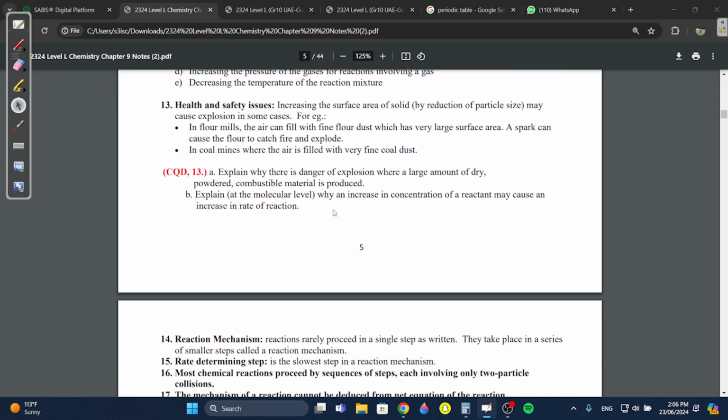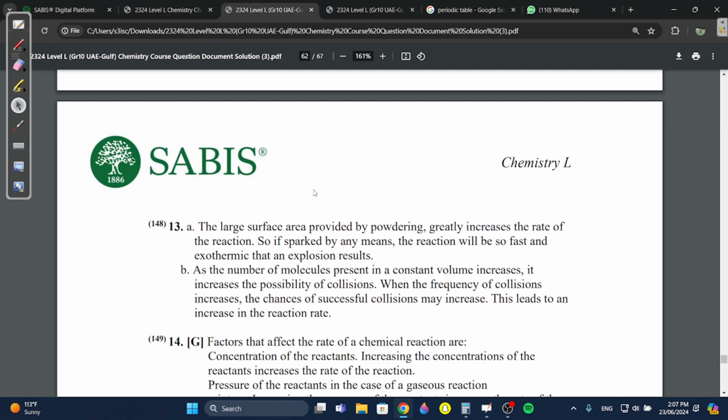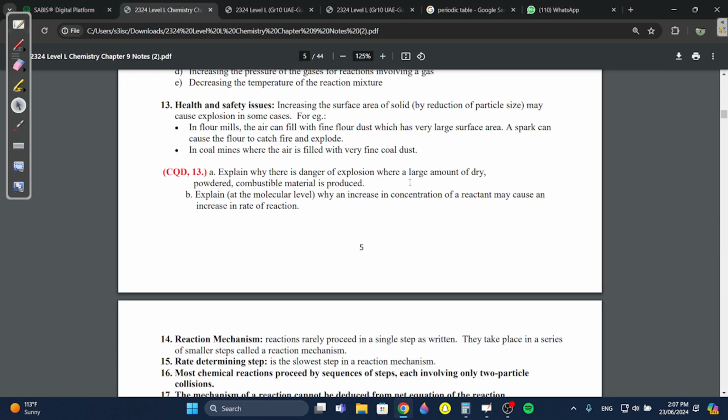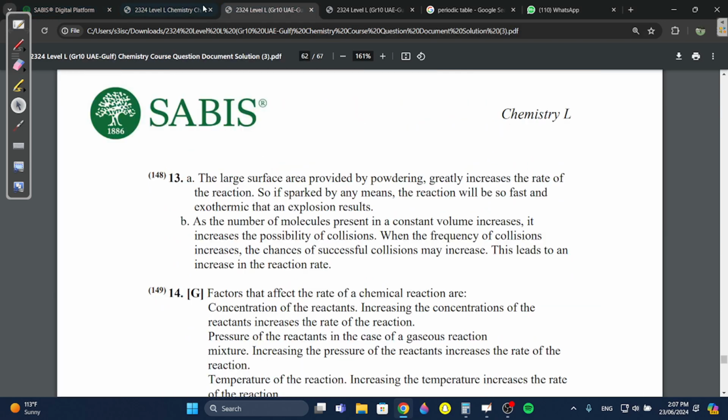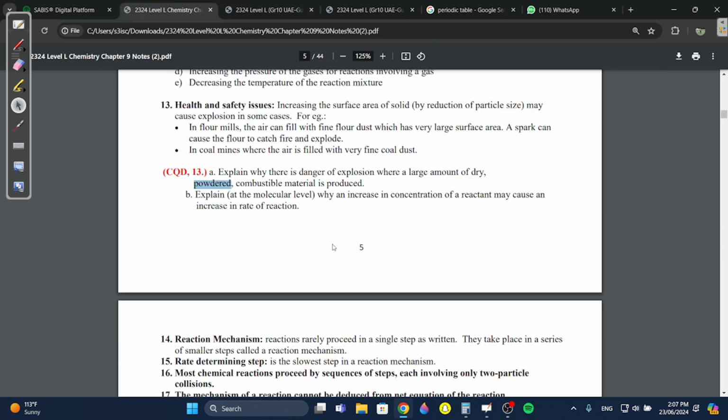Explain why there's danger of explosion when a large amount of dry powdered combustible material is produced. I'm going to just show the answer. If it's a large amount of powder, its surface area is so high that it might have an explosion. The reaction will be so fast and exothermic that an explosion might result.